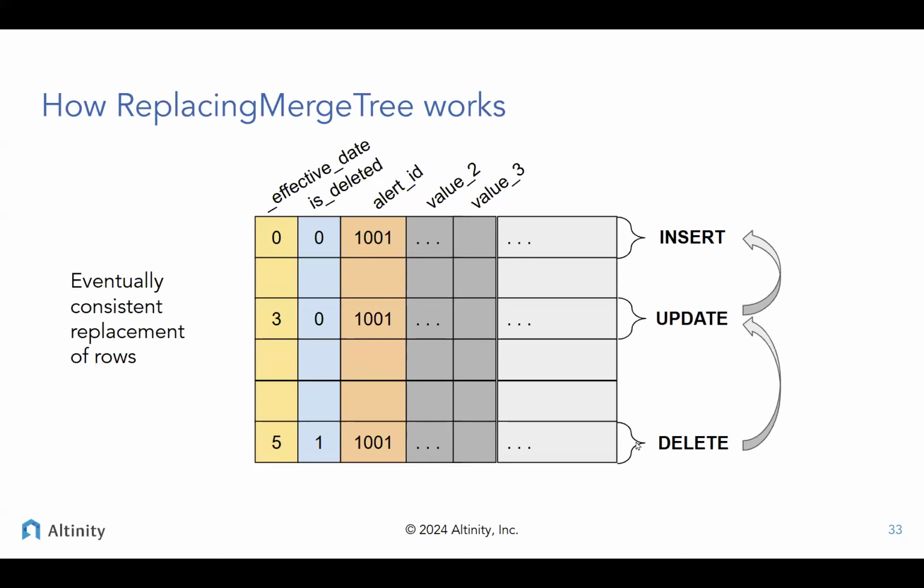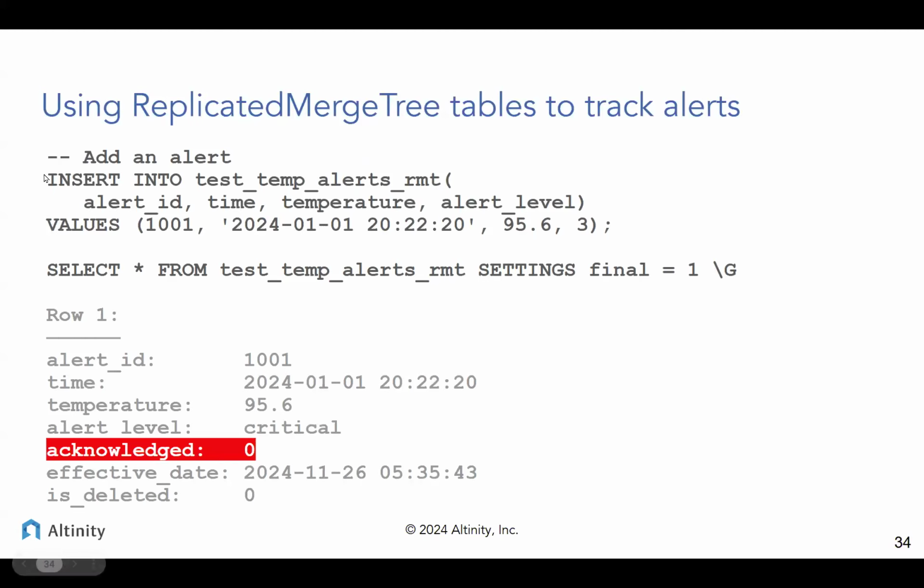So how do you get it to disappear? Well, that's something that has to get resolved at read time. And let me show you how that works. So here's how we add an alert into the table. We go ahead and give the 4 fields. Most of the rest of them will default.